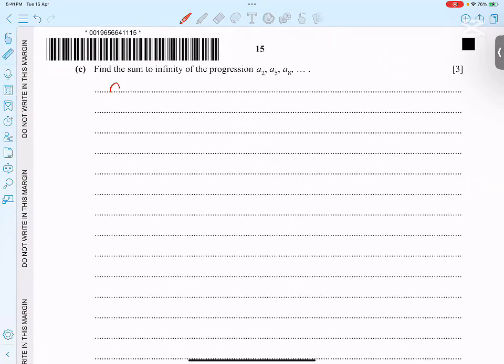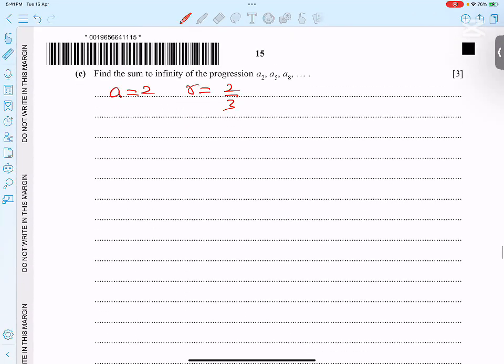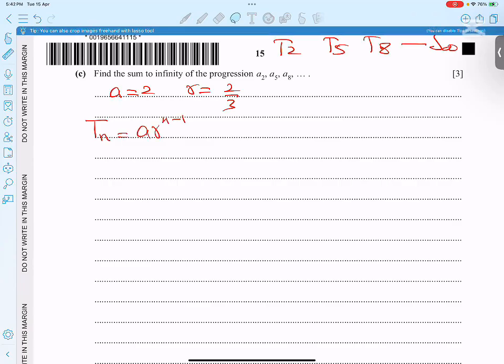Make sure a is 2 and the common ratio I got is 2 over 3. Let me check, 2 over 3, correct. He is asking the same. T2, T5, and T8 form a sequence, and we need to find the sum to infinity. So I will write the same: Tn equals a r to the power n minus 1. And this formula I am copying 3 times.